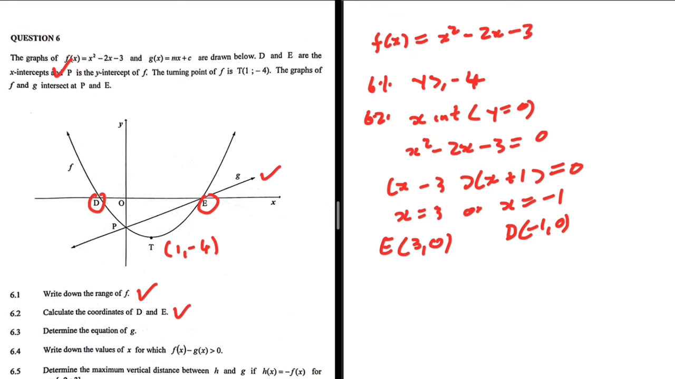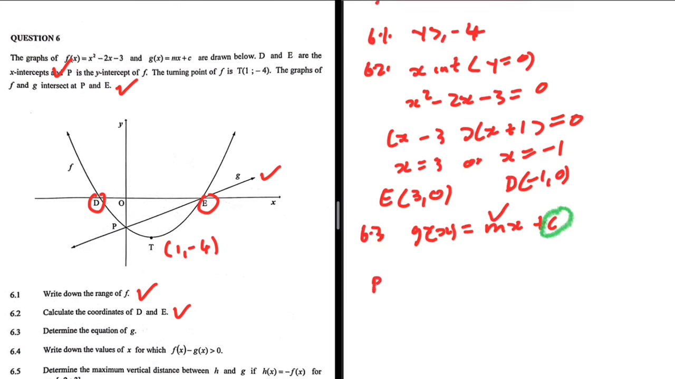Let's take a look at 6.3. Determine the equation of g. g touches f of x at P and E. g of x and f of x intersect at P and E. g of x is a straight line, so g of x equals mx plus c. We need the gradient and just one other coordinate to substitute and find the value of c.